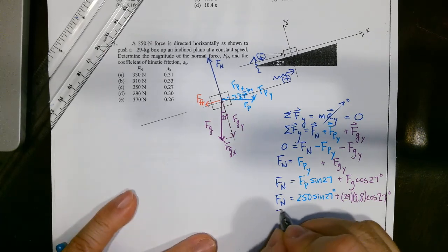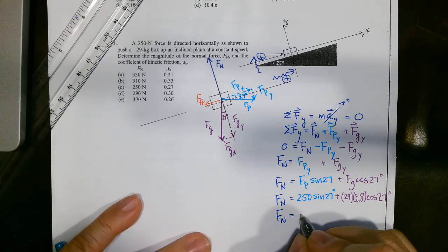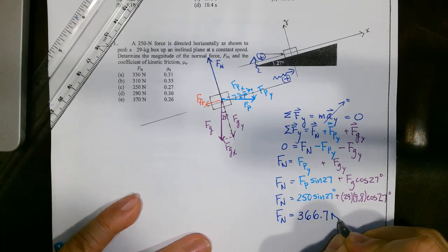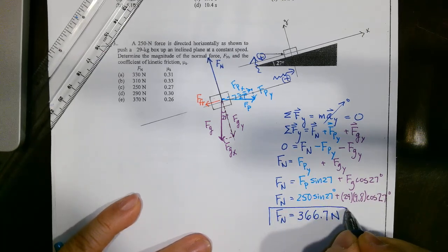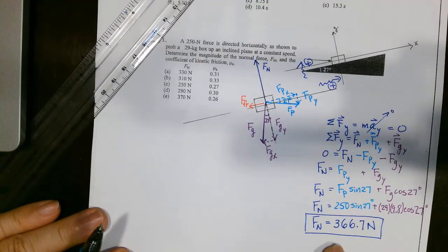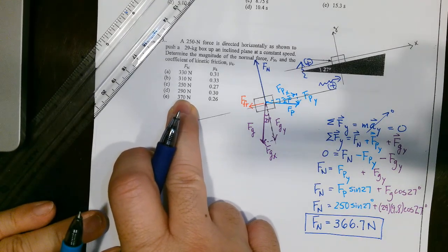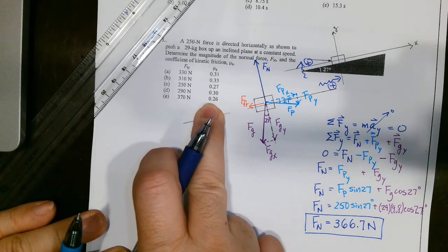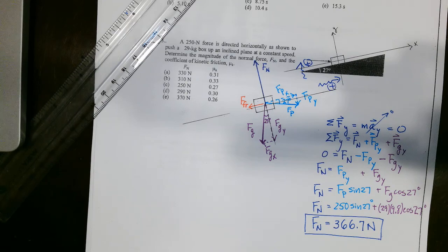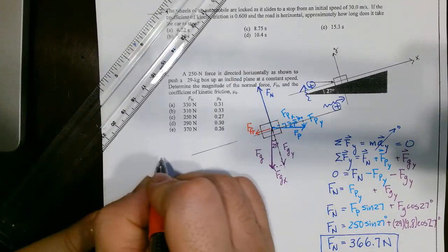So if you work this out properly, your F normal comes out to 366.7 newtons. Right there, you could tell that this is the correct answer because nothing else comes close to it. Right? But let's see if this is true. 0.26. Now let's take a look at sum of all forces in the x direction, right?